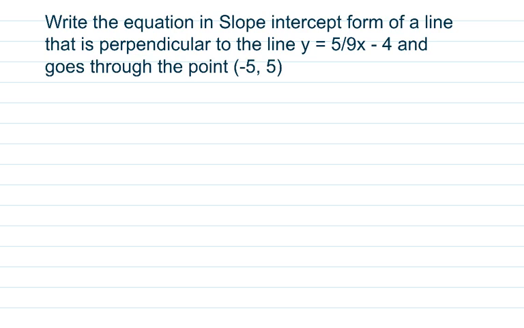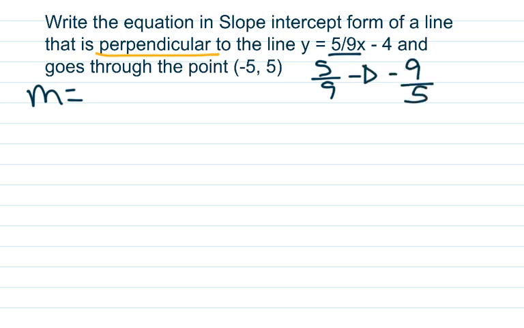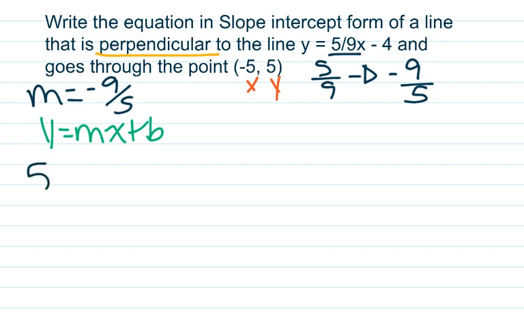Write the equation in slope-intercept form of a line that is perpendicular to the line y equals 5/9 x minus 4 and goes through the point -5, 5. So perpendicular means that if I have 5/9, I'm going to change that to a negative and then flip the fraction, which is -9/5. Now that I have my slope, I'm going to find my b, so I use y equals mx plus b, with x and y, so I get 5 equals -9/5 times -5 plus b.